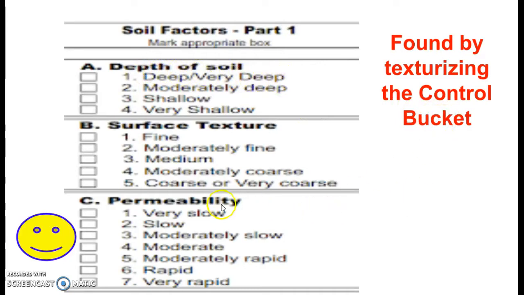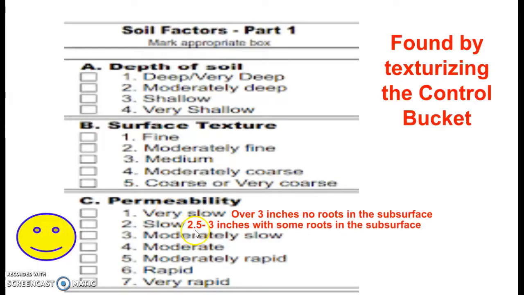And in that bucket, you'll ribbon just like you did with the surface texture, but if it's over 3 inches and there's no roots in the hole, where you can see, not in the bucket but in the hole, if you see no roots and you're getting a ribbon of over 3 inches, it's what's called a very slow permeability. If you were in that range of 2.5 to 3 inches and there are roots in the bottom of this hole that you identify as deep to very deep, then it's called slow.